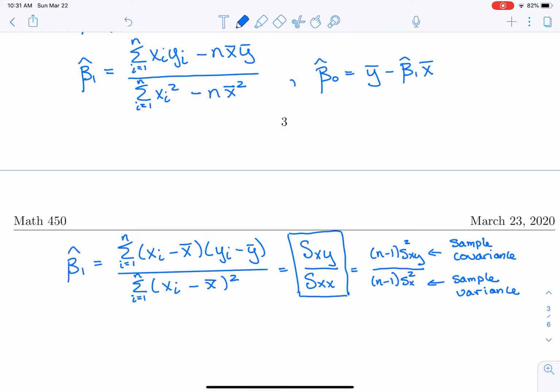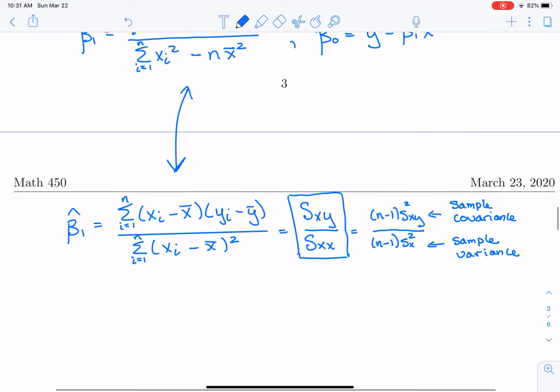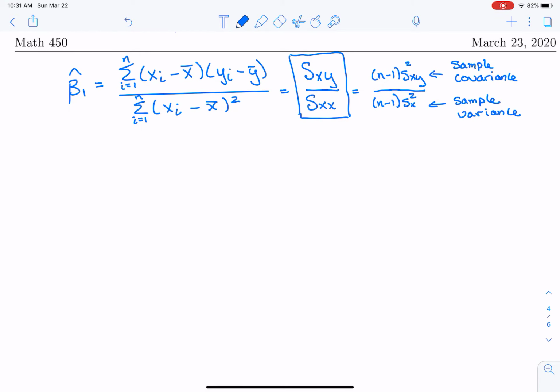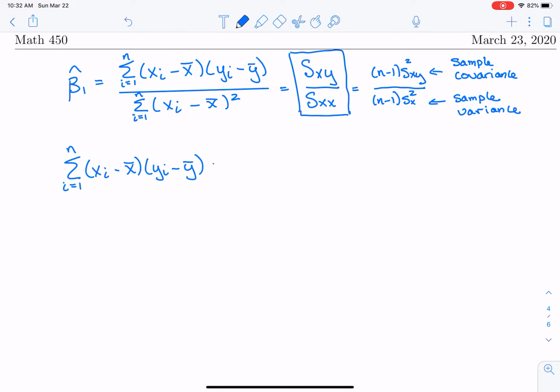Now, why is it that this is equal to that? Why are these two things equal? So we want to finish off by making those computations. And in fact, I'm going to take the second one and make it look like the first one for you. So the first thing I want to look at is the sum from i equals 1 to n of x sub i minus x bar times y sub i minus y bar. And I want to see how I can rearrange that.